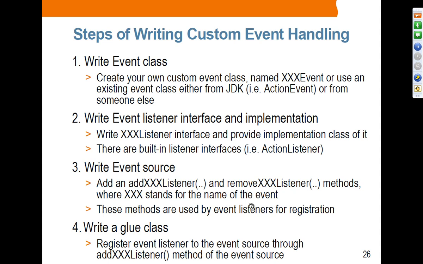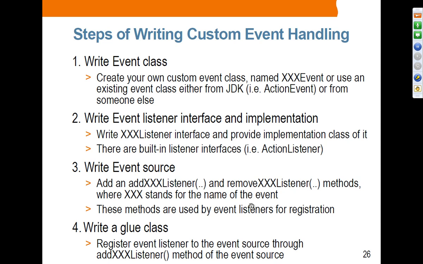And then you're going to write the event listener interface and implementation. We haven't really talked about interface and implementation. That's something we are going to talk about tomorrow. For now, you can think of the combination of interface and implementation as basically a class. So you're going to write the xxx event listener interface and provide an implementation class of it. Basically, you're going to provide some implementation of the listener. You can also use a built-in event listener interface such as the action listener.